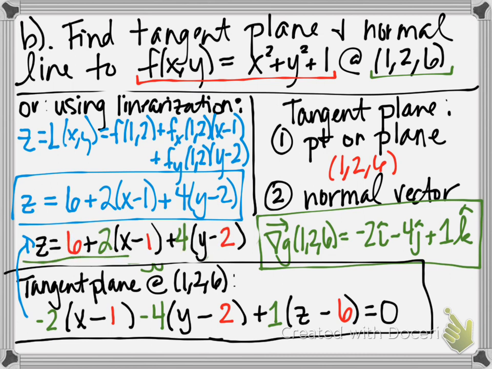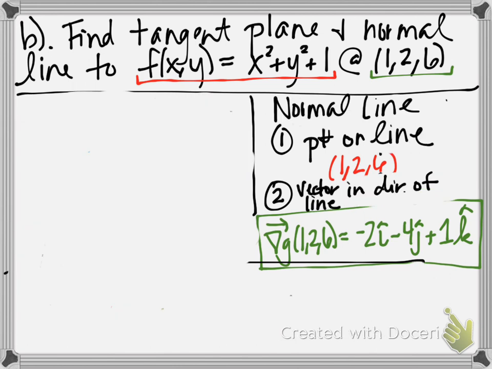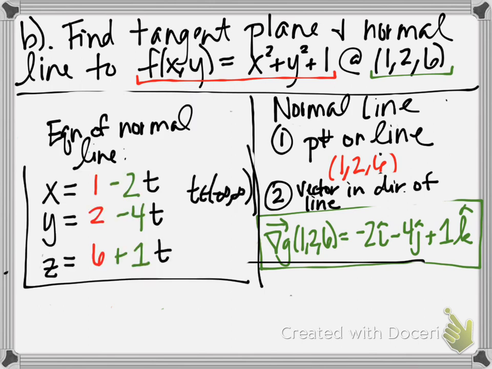Okay, so either of these methods will work when you're given a function of x and y and asked to find the tangent plane. Okay, finally we just want to find the normal line, and so we have the ingredients we need. We have a point on the line and we have a vector in the direction of the line, so we put this together to get the equation for the normal line. Okay, and that's it for this example.